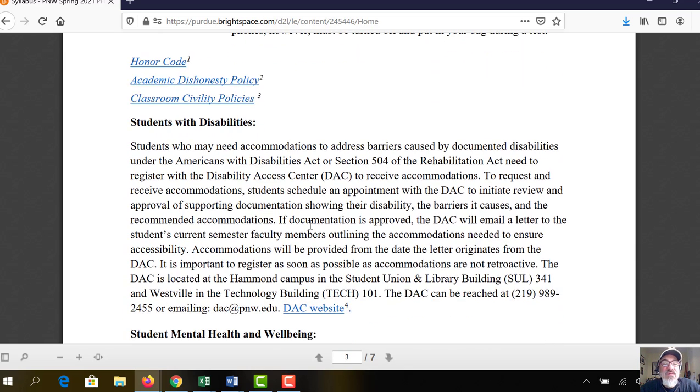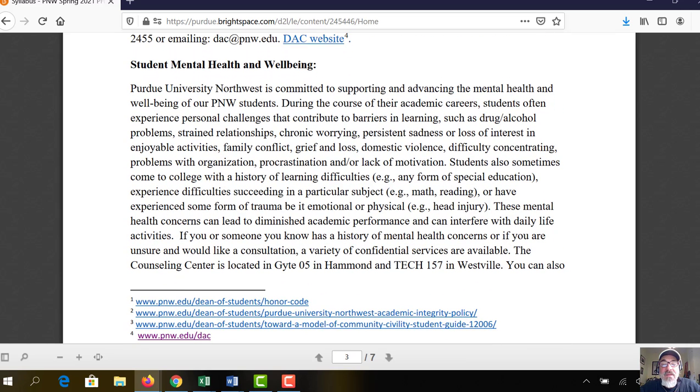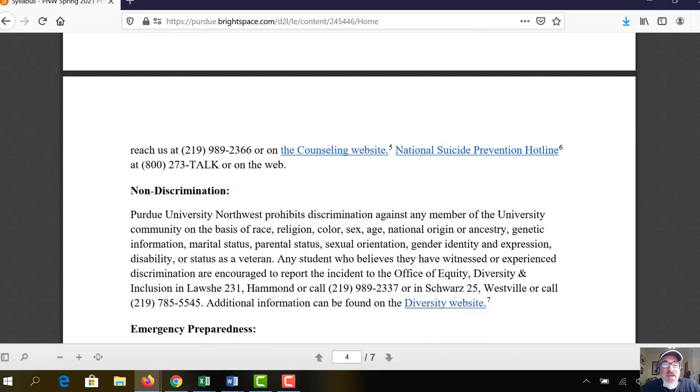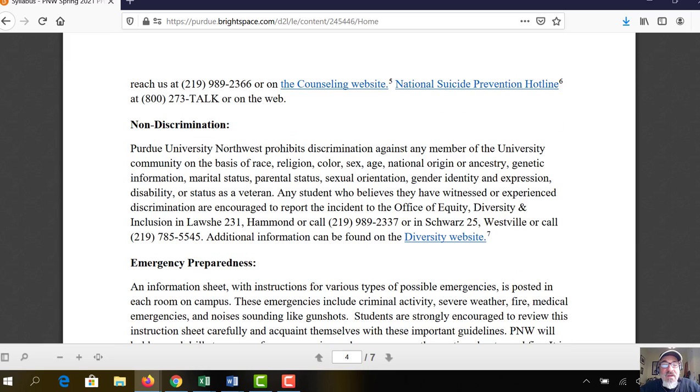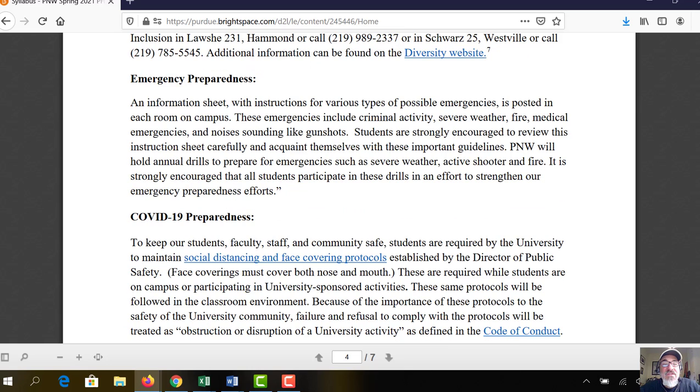Students with disabilities, please read through here. There's a few different contact numbers down here, email addresses, so make sure that you take care of that right away. Student mental health and well-being, resources available for you here as well. So all this is here for you. Take a look at it. Non-discrimination policy, same thing. Phone numbers and website. Emergency preparedness, different sorts of things like that.